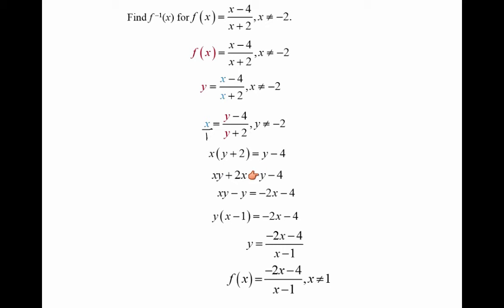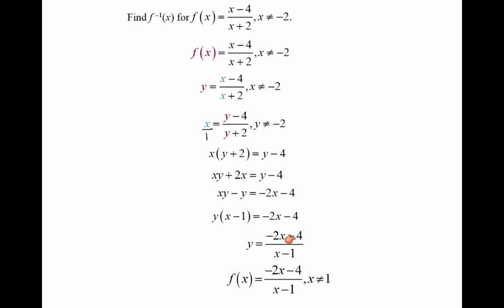I'm going to subtract y from both sides of the equation. This goes to the left, becomes xy minus y. If I subtract 2x from both sides of the equation, this 2x goes to the right. That becomes minus 2x. So you need to collect all the terms that contain y on one side of the equation, so you can factor the y out. If I factor the y, I get x minus 1. To solve for y, now I need to divide both sides of the equation by this coefficient of y, which is x minus 1 now.